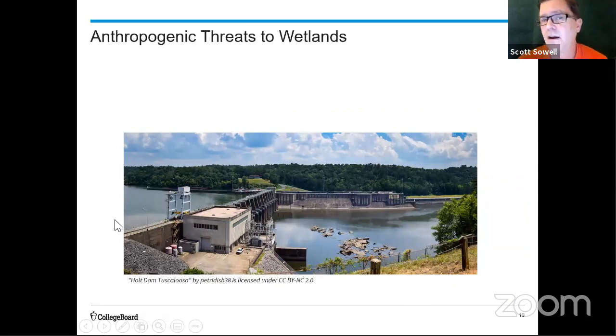So that's what wetlands are. Pretty simple to understand. Their benefits are many. And then we come along. So we definitely need to understand the anthropogenic, or human-caused, threats to wetlands.